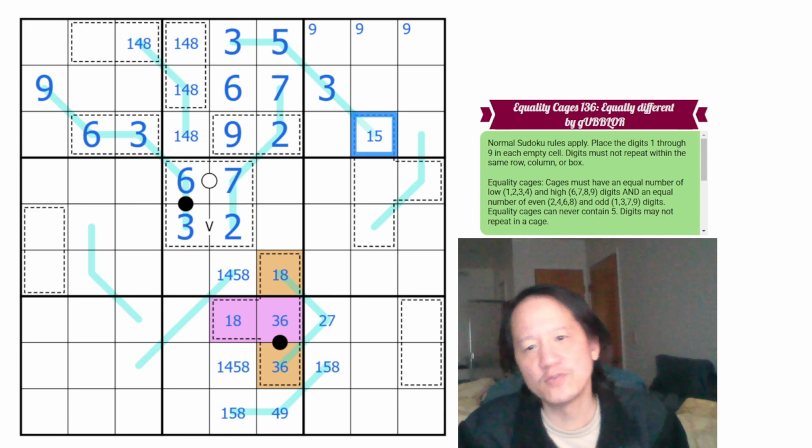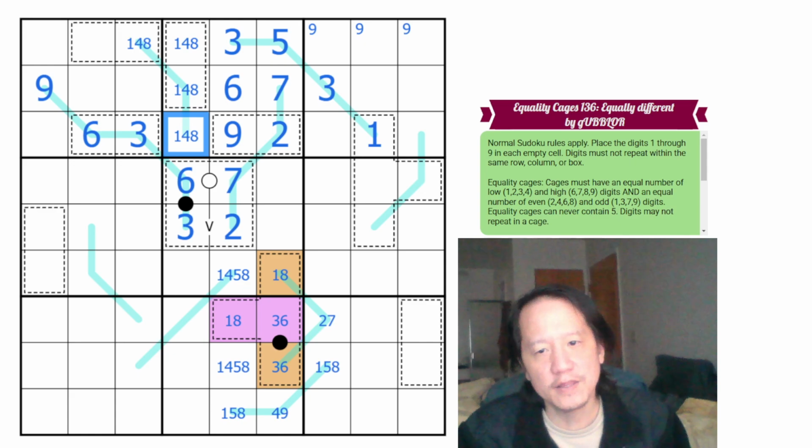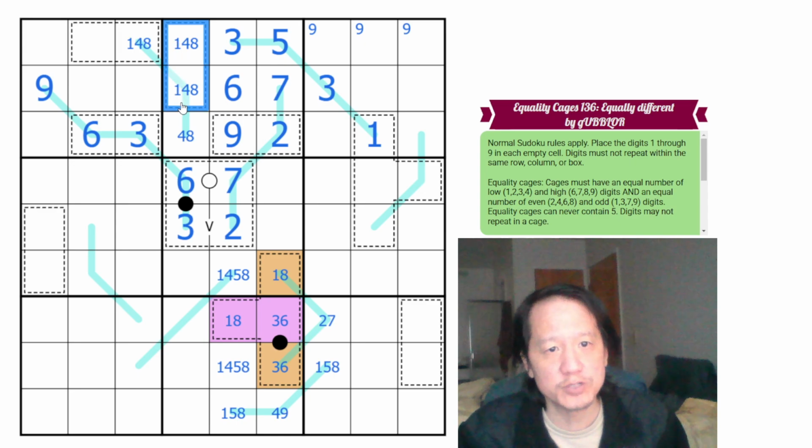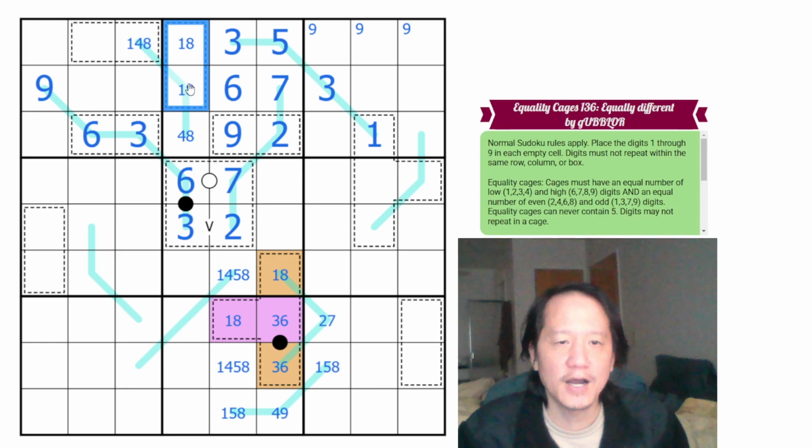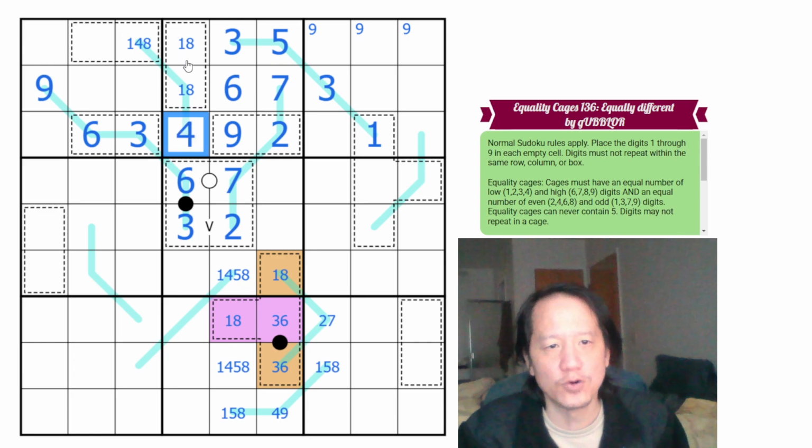Oh, 5 can never be in an equality cage, so this must be a 1, which means this can't be 1. So the 1 has to be the low in this equality cage, which means you cannot have a 4 with it, because those are both below. So therefore, you have a high digit with it. So this is 1 and 8, which means this can't be 8 because of the 1, 8 pair in the same column. Therefore, this is a 4.